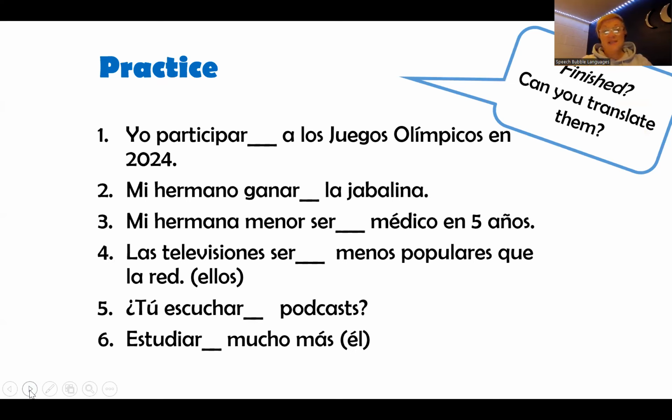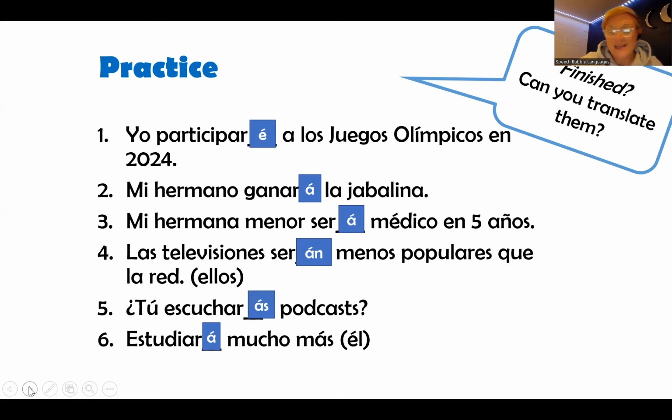As a final little challenge for you, I have a gap fill where you're going to try to pop in the endings that you need on the verbs to make sense in Spanish. Hit pause as you work your way through this final challenge. Participaré, ganará, será, serán, escucharás, and estudiará. Read those sentences out loud and see if you can translate them also back into English.